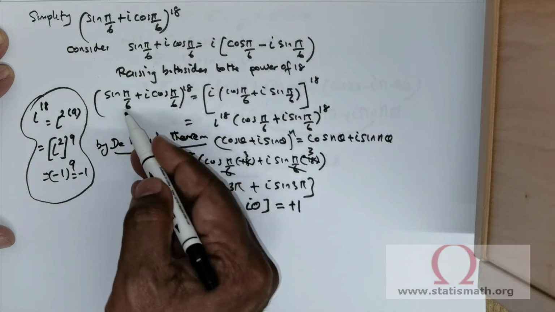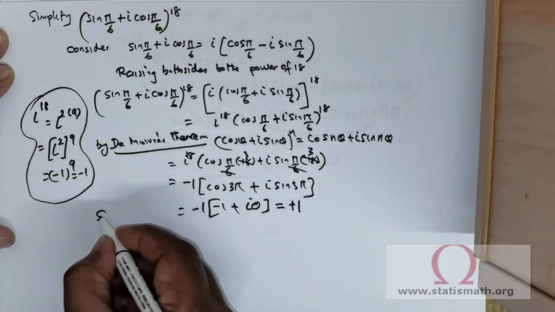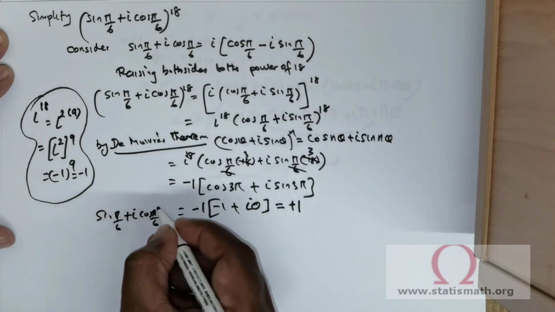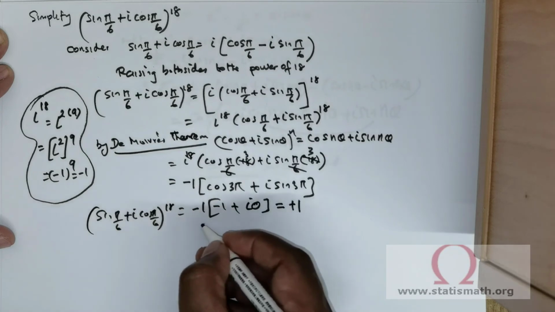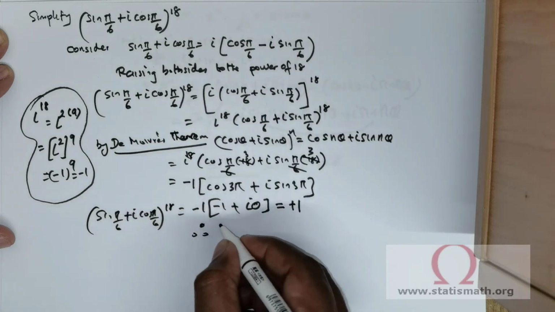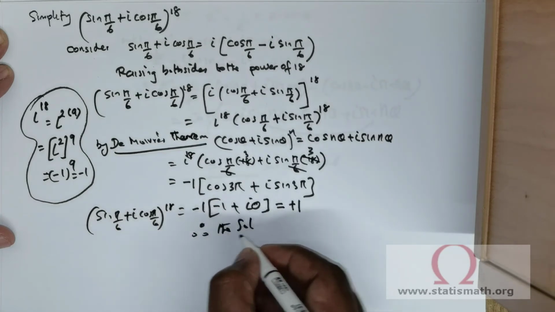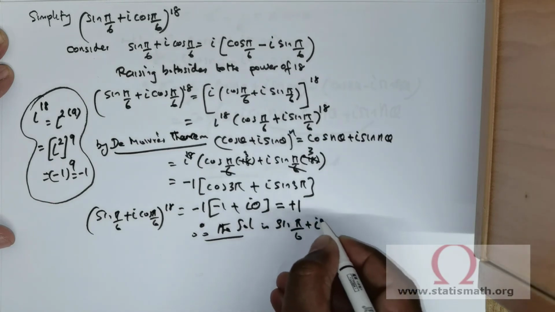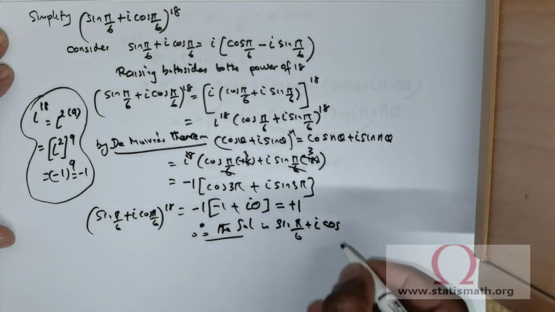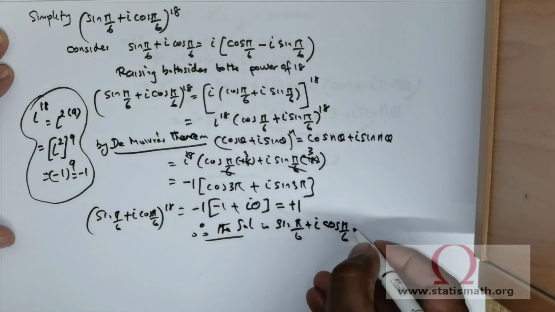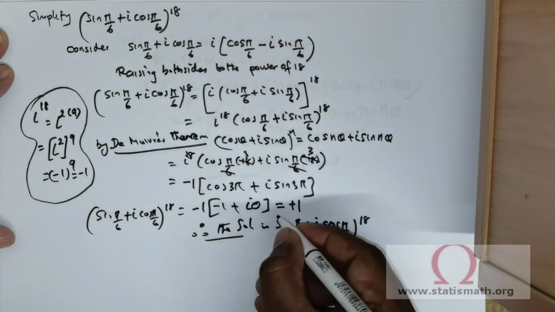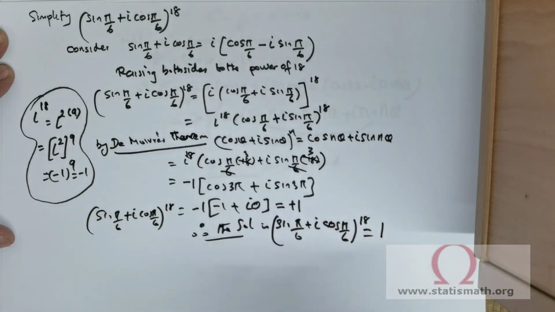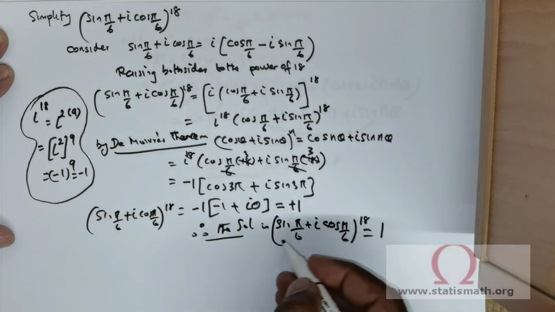On the left side we started with (sin(π/6) + i cos(π/6))^18. So therefore you can write the solution. Therefore the solution is (sin(π/6) + i cos(π/6))^18 is equal to positive 1. Okay, so that ends the solution to this question.